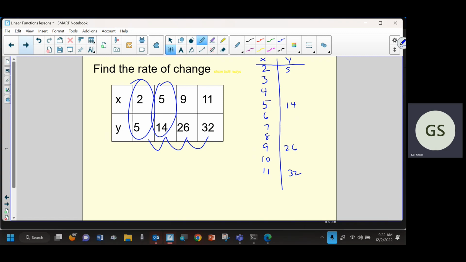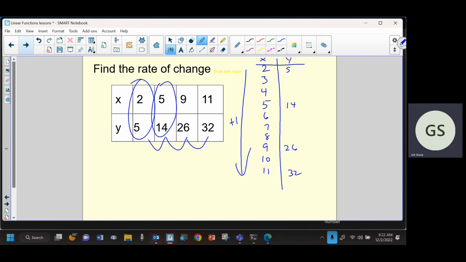Now we said since all of my x's are now going up by 1, I'm adding 1 every time as I go down, plus 1 every time. If I can come up with a pattern in the y values, that pattern number will be the rate of change. It's also the slope, but we'll talk about that more next week.